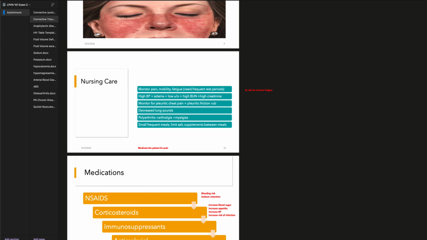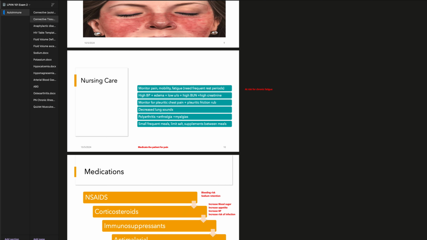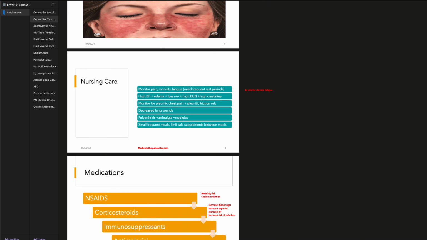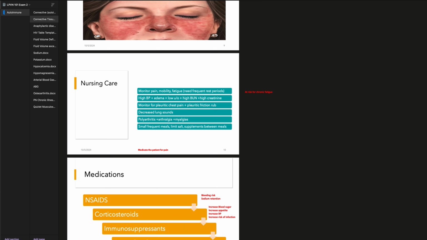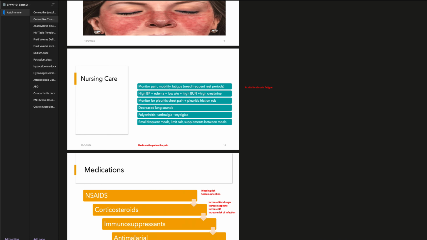As a nurse, we always want to monitor for pain, immobility, and especially fatigue. They get very fatigued. They need to alternate periods of rest with activity, but they're going to be at risk for chronic fatigue. Okay, so you need to watch out for that. We want to make sure we're medicating the patient for pain if they're hospitalized. We're going to look and make sure they don't have acute kidney injury or chronic kidney disease yet. So they would be watched by their provider. They would have probably an annual BUN and creatinine. We also want to make sure we're listening to their lungs.